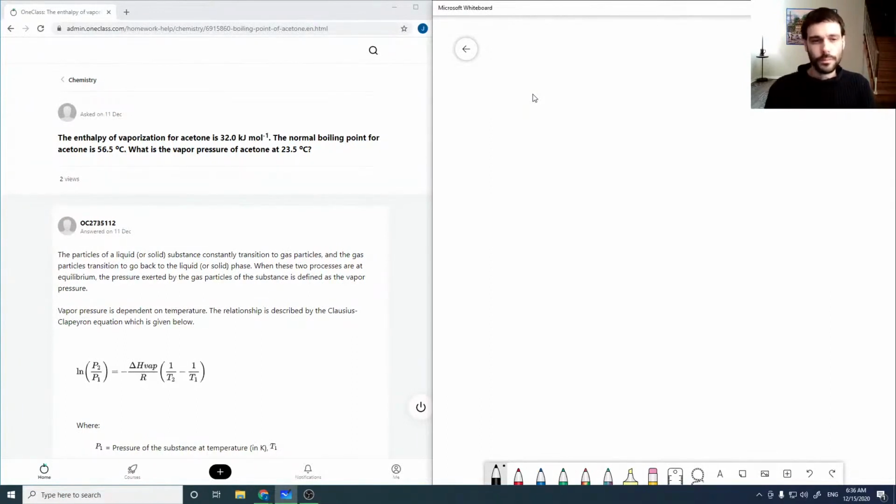So the normal boiling point means that the vapor pressure equals atmospheric pressure at that temperature. So that means that we have a P1 which is 1 atmosphere at a T1 of 56.5 degrees Celsius.